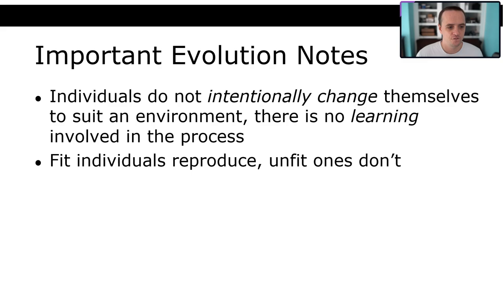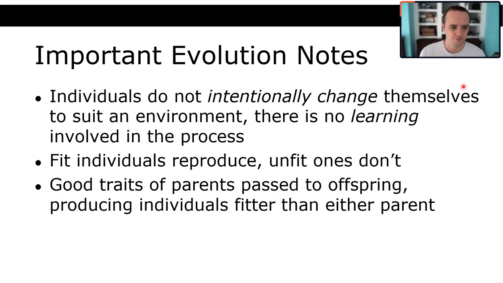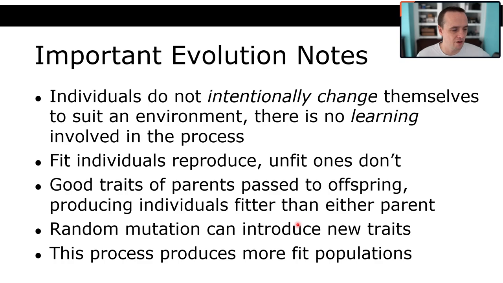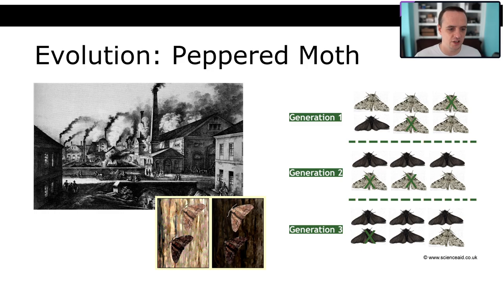Fit individuals reproduce and unfit ones don't. So good traits of parents that reproduce are passed on to the offspring, sometimes producing individuals that are fitter than each parent. Random mutations can introduce new traits, and sometimes those new traits can be even better than what they were before, and this process produces more and more fit individuals. Here's an example of evolution that was seen in our lifetime. Not my lifetime, but in human beings' lifetime.